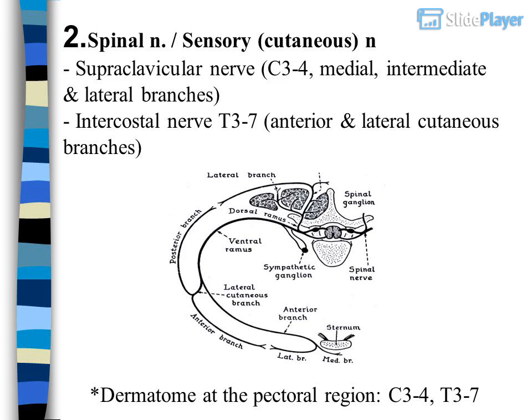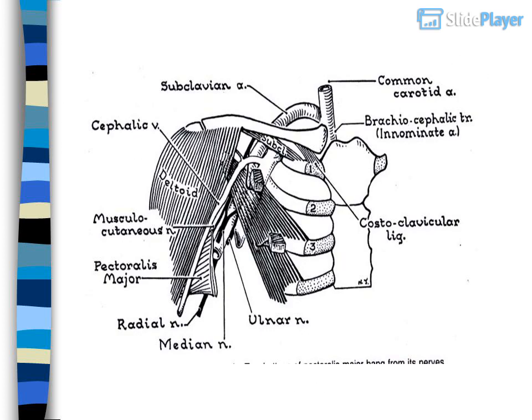2. Spinal nerves, sensory cutaneous nerves. Supraclavicular nerve, C3-4, medial, intermediate and lateral branches. Intercostal nerves T3-7, anterior and lateral cutaneous branches. Dermatomes at the pectoral region: C3-4, T3-7.